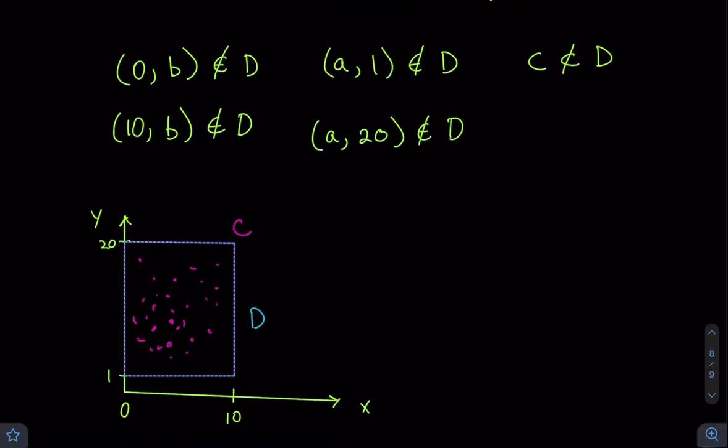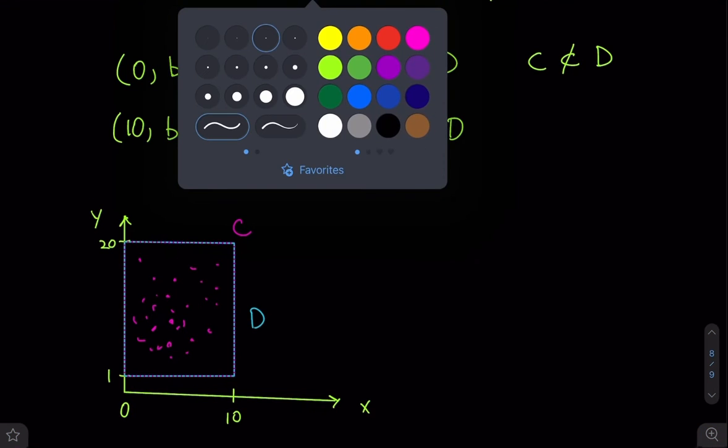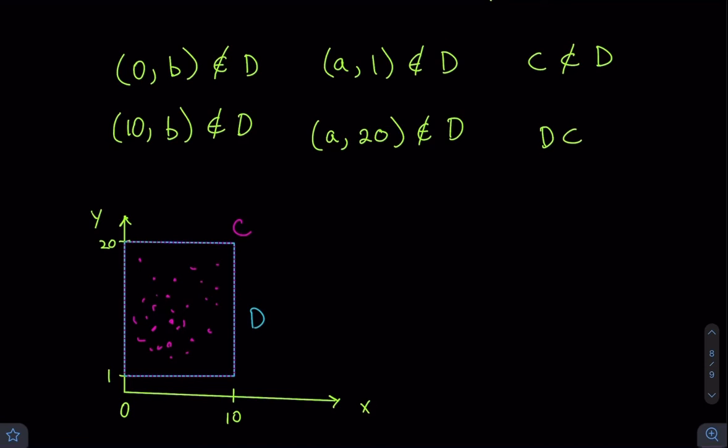And because these edges don't count for set D, but they do count for set C, we could see how D is a subset of set C because these points are included in set C. And all the points within this rectangle are included in both sets. So D is a subset of set C.